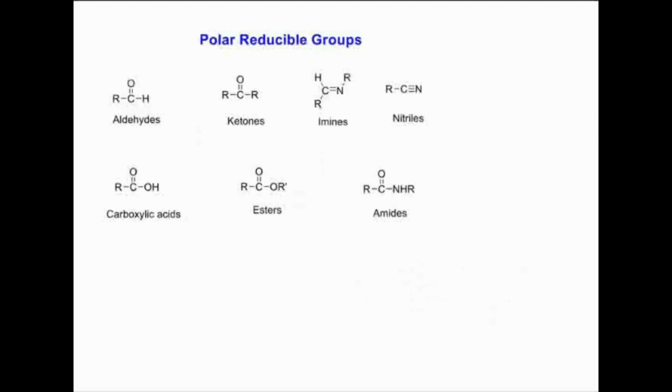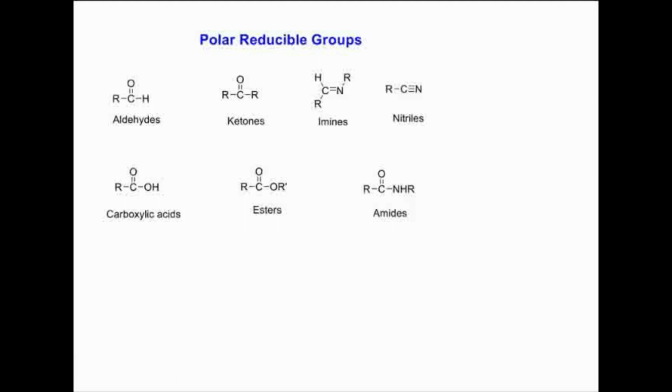So the two most important functional groups are C double bond O and carbon-carbon multiple bonds. We are going to concentrate only on these two functional groups in this session. These functional groups can also be classified as polar reducible groups and non-polar reducible groups.